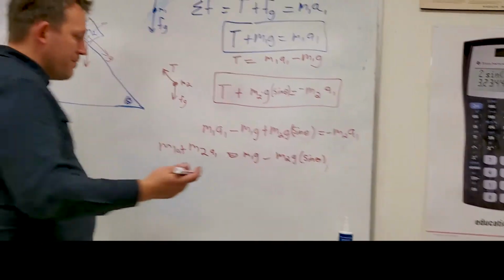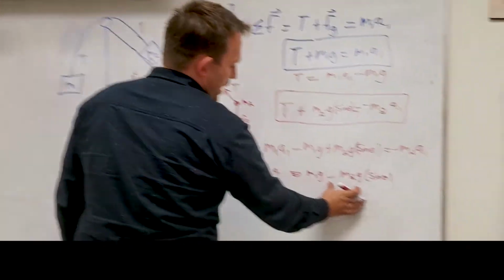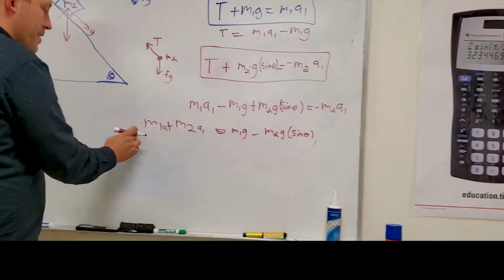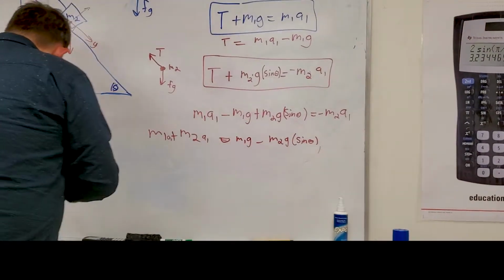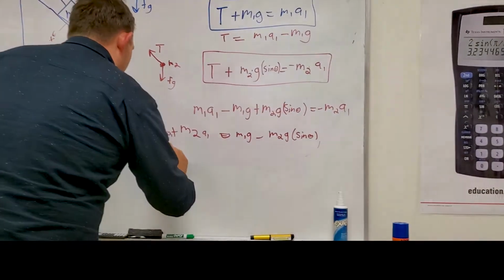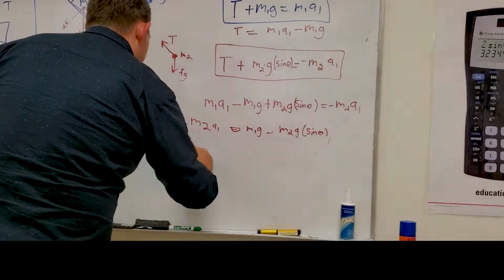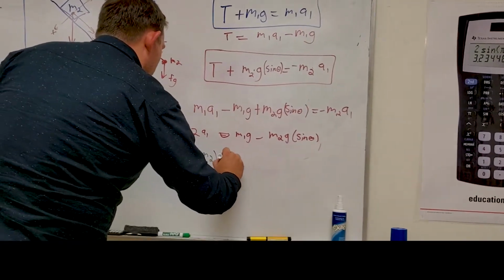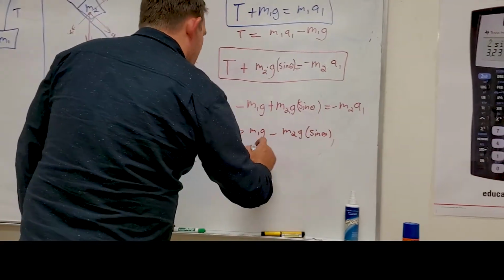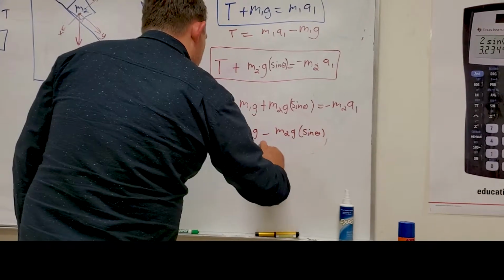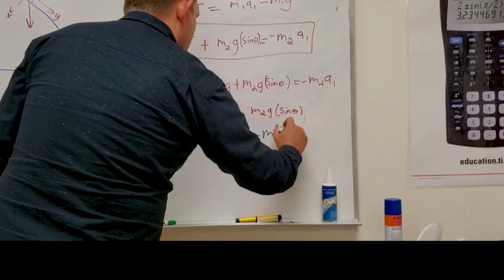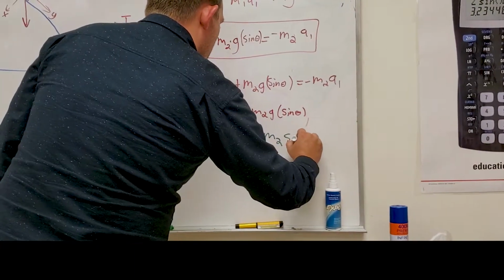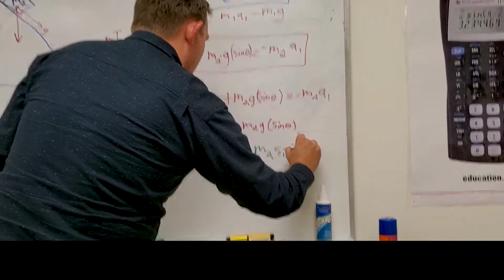Now, like in the previous problems, like with the Atwood device, I'm going to pull g out front in here, and I'm going to pull a1 out front here. I'm going to write this in a different color so it stands out a bit. We're going to get a1 times m1 plus m2 equals, I'm going to pull g out front, g times m1 minus m2 times the sine of theta.